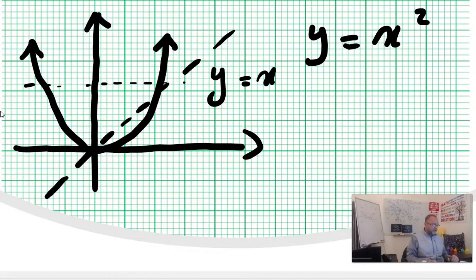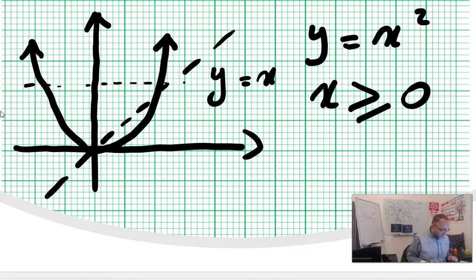So basically what we do is we restrict the domain. We say the domain here, we're going to restrict it to what? Not to minus infinity to plus infinity. We're going to make x greater than or equal to 0, so I don't take this side. Then we can pass the horizontal line test.